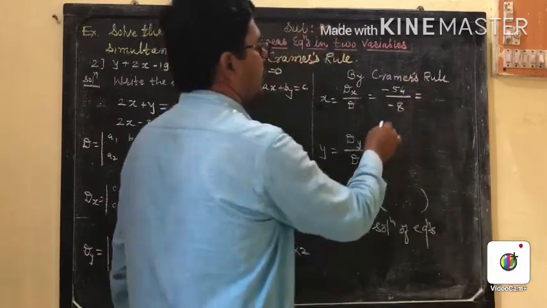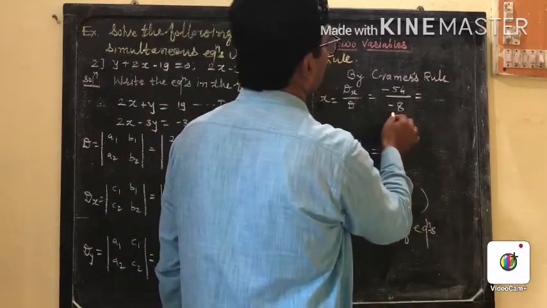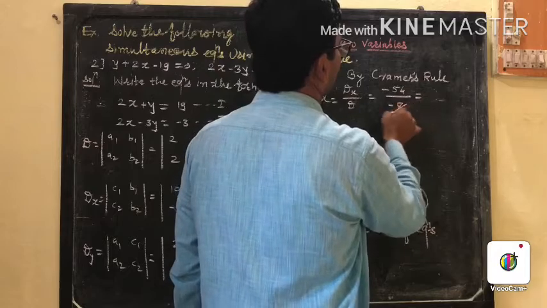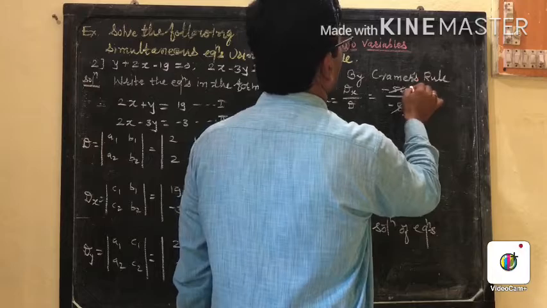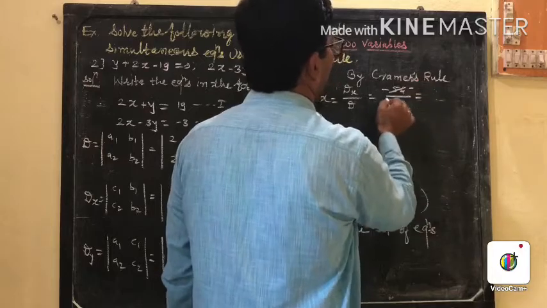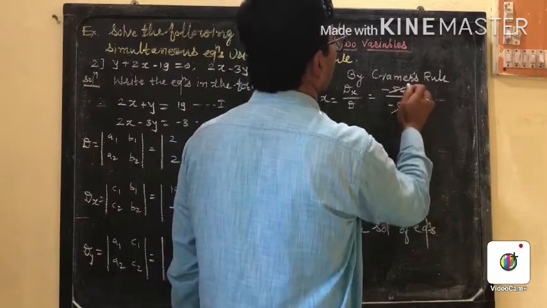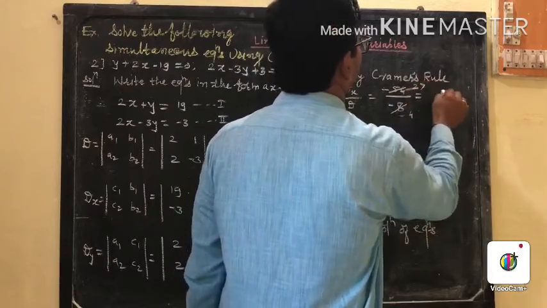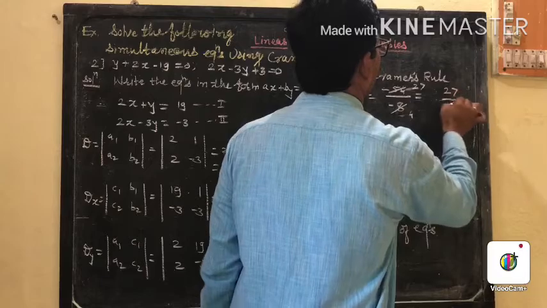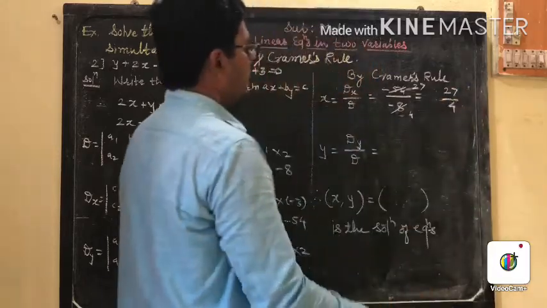Simplify this by dividing by 2. Base of 8 minus 4, minus, if you divide by minus plus, base 4 base 30. Now you get 27 by 4. This is the simplest form.